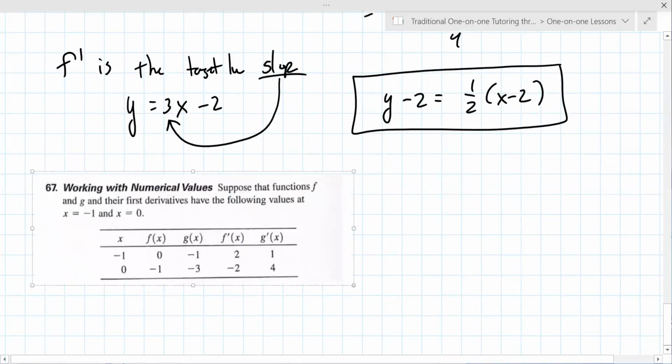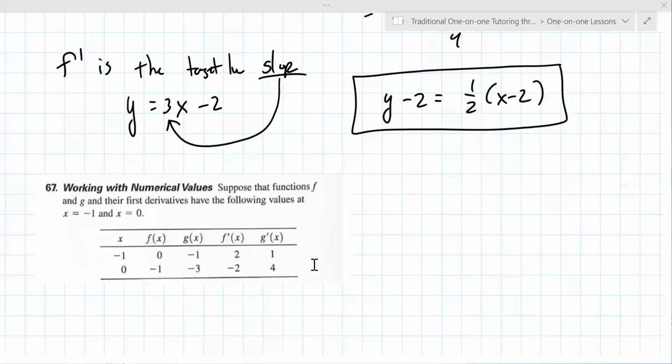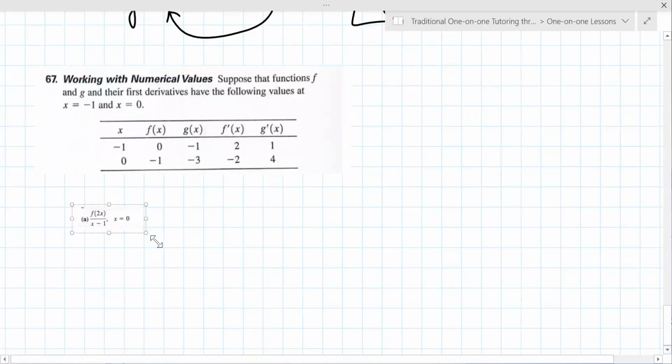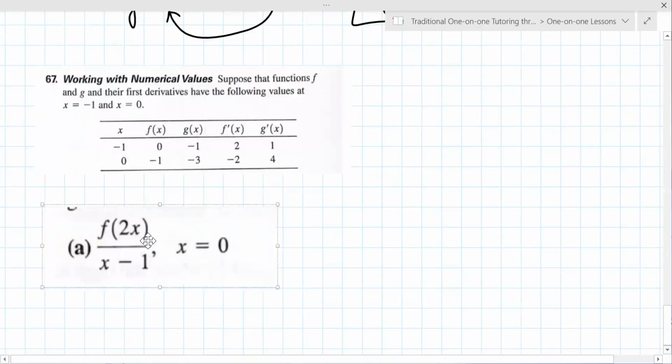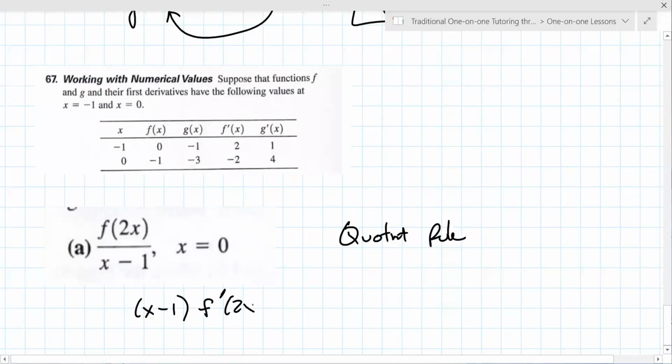So they give you a table, great, and then you have to take the derivative of this thing right here, and then you have to evaluate it. Okay, so this is a quotient rule. And you're probably uncomfortable because there's an f of x on the top. That's okay. You're just going to take the derivative. So your derivative is bottom times the derivative of the top. So the derivative of the top is f prime of 2x, chain rule, times 2.